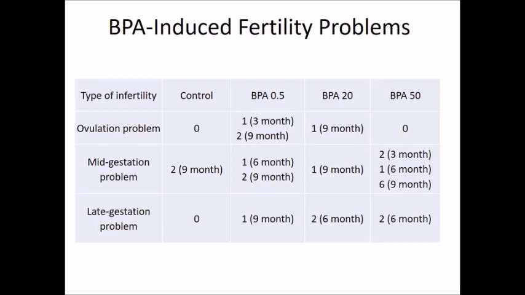Our 2 control animals at 9 months had this problem, but we also had several in the low, middle, and high dose of BPA. And then finally, we had some animals that had a late gestation problem. None of the controls had this problem, but in the 3 different doses of BPA, we had animals that got pregnant and then lost their pregnancy in late gestation.